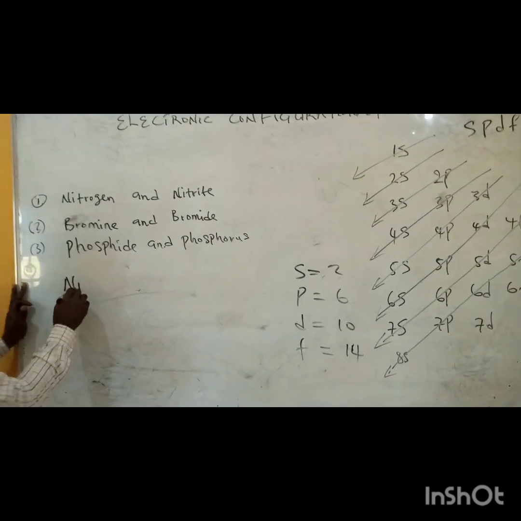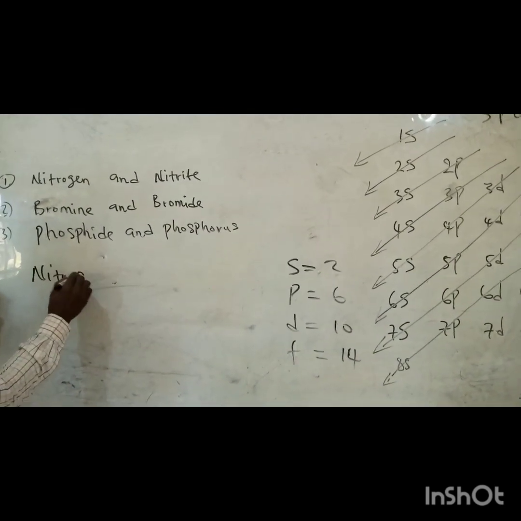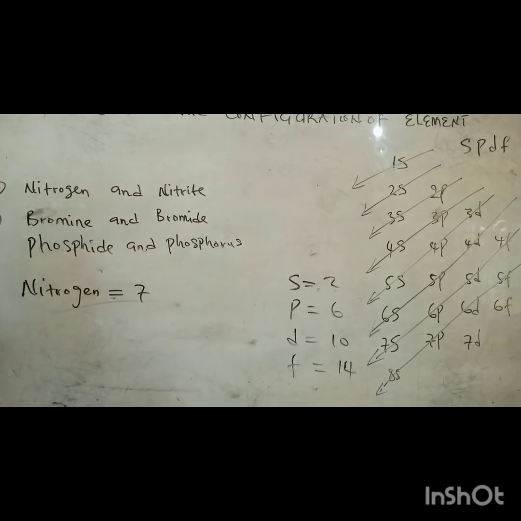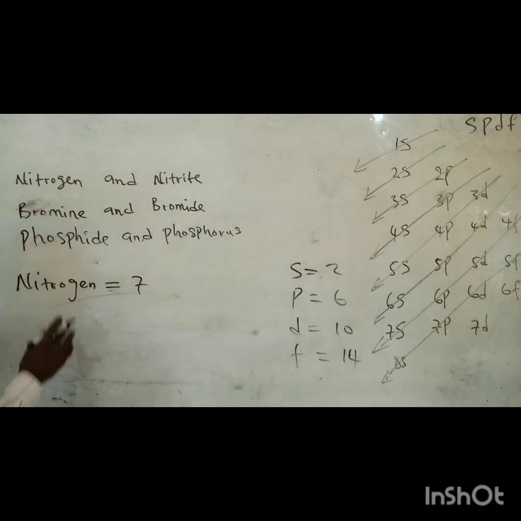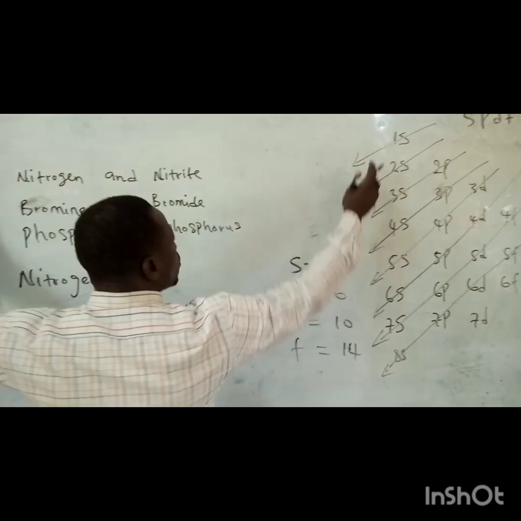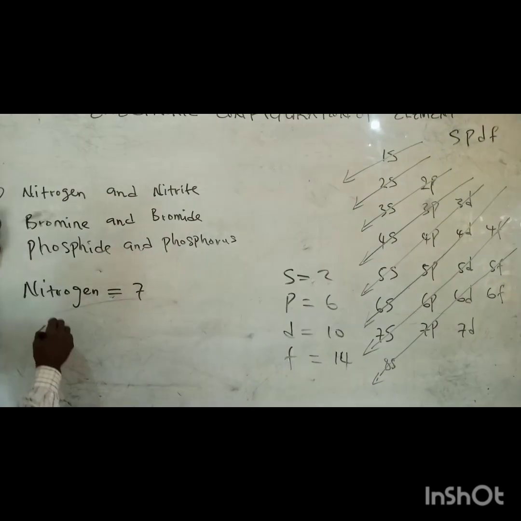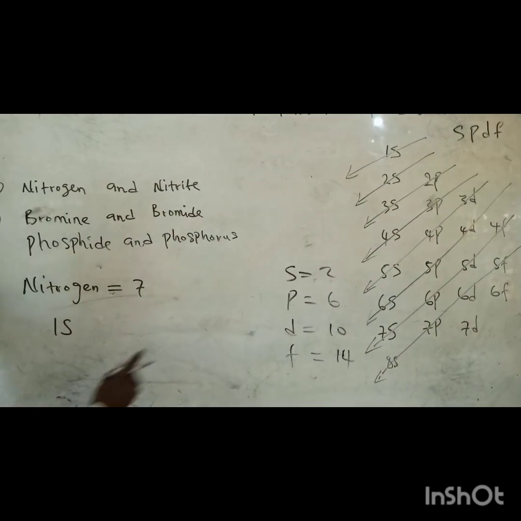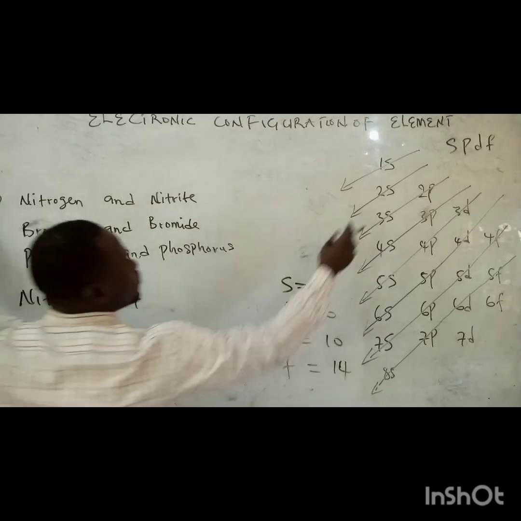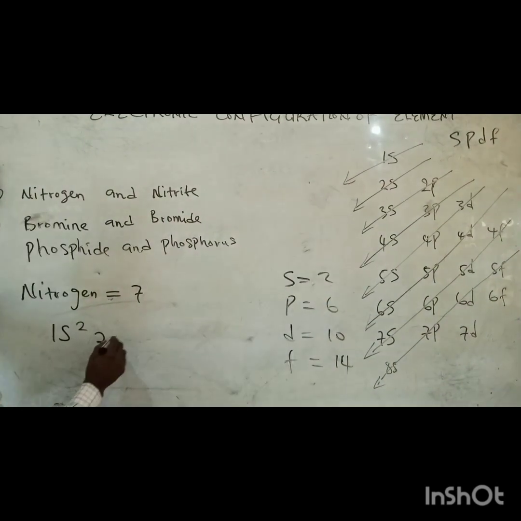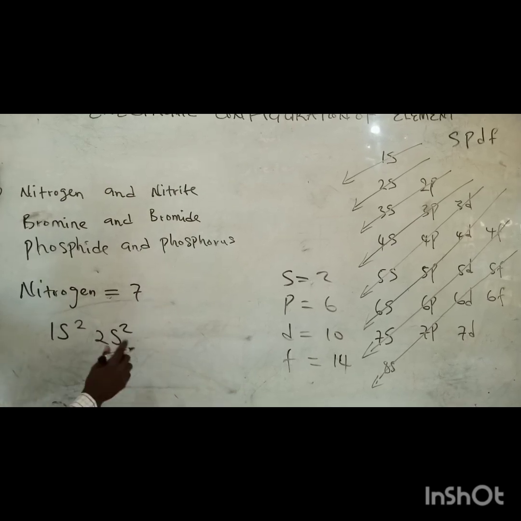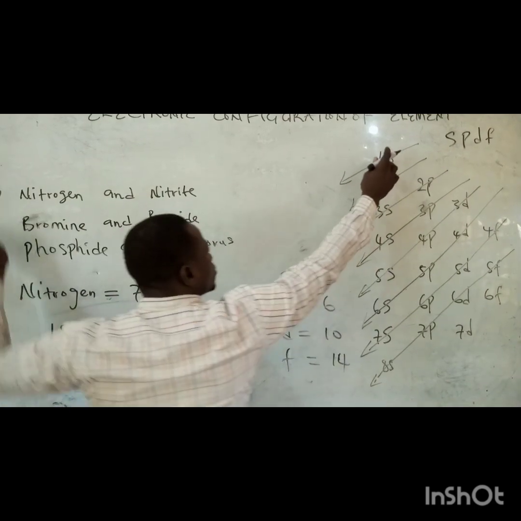Nitrogen has atomic number of 7. When writing the electronic configuration of nitrogen, you first start with 1s, and I told you that s has the maximum number of 2. You have 1s2. The next one is 2s, and s carries 2. You are looking at 7. Then the next one is 2p.